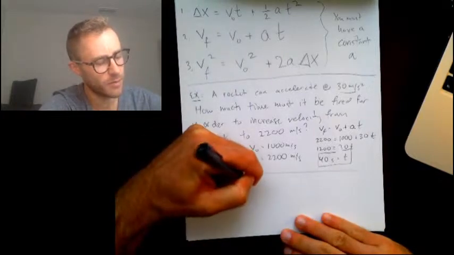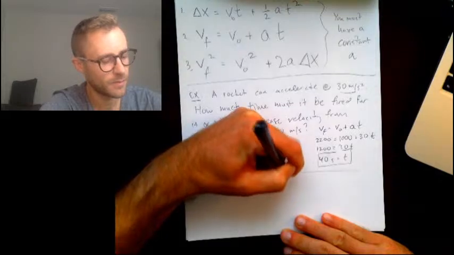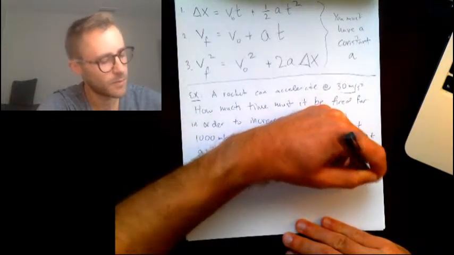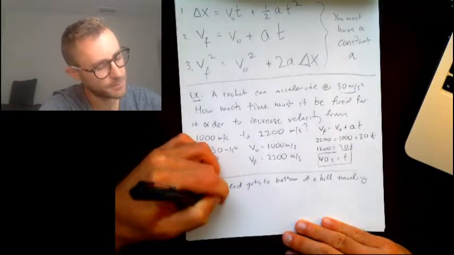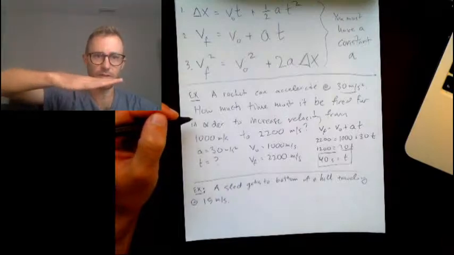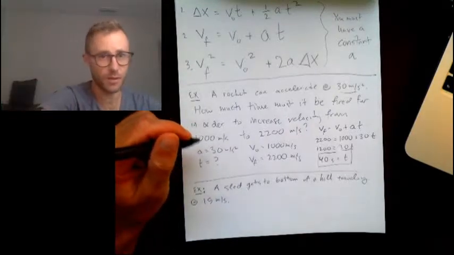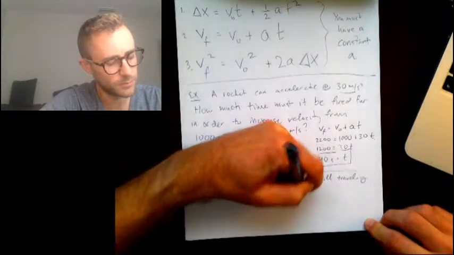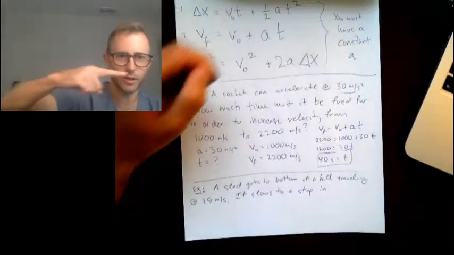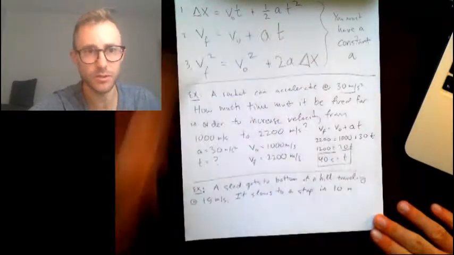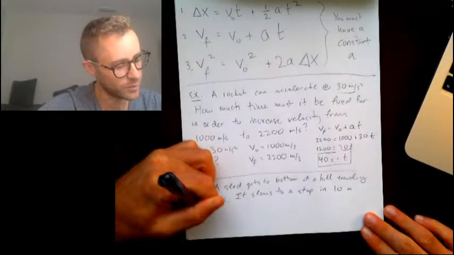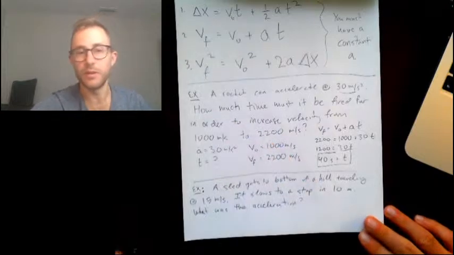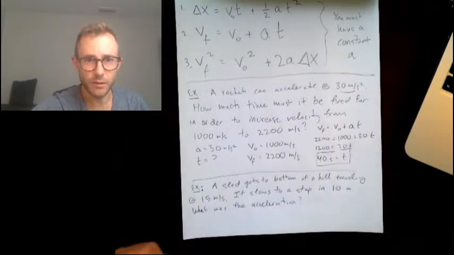So let's say a sled gets to the bottom of a hill traveling at 15 meters per second. So it gets to the bottom of the hill and it's coasting along the flat portion at the bottom of the hill, so it's going to slow to a stop. And let's say it goes forward 10 meters while slowing to a stop. So that was its stopping distance, 10 meters. What was the acceleration of the sled?